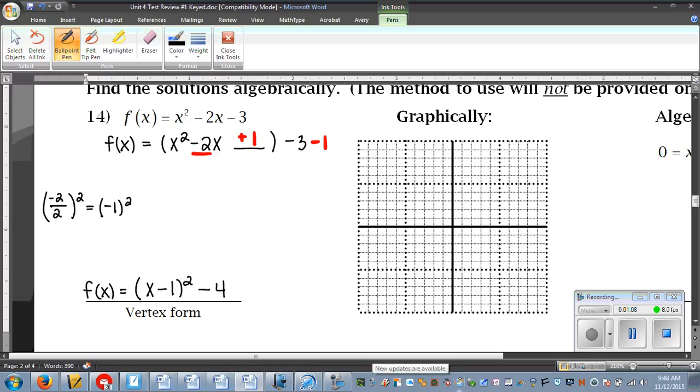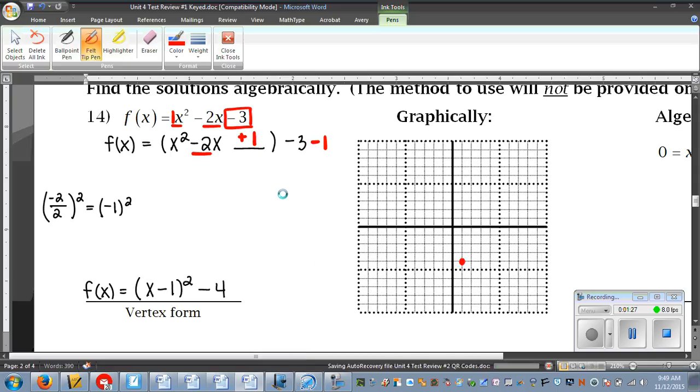Now keep in mind, if there's a leading coefficient that is not 1 out in front, you do need to factor it out of the first two terms, but do not factor it out of the constant when you're completing the square. I can tell that my vertex is at 1, negative 4.